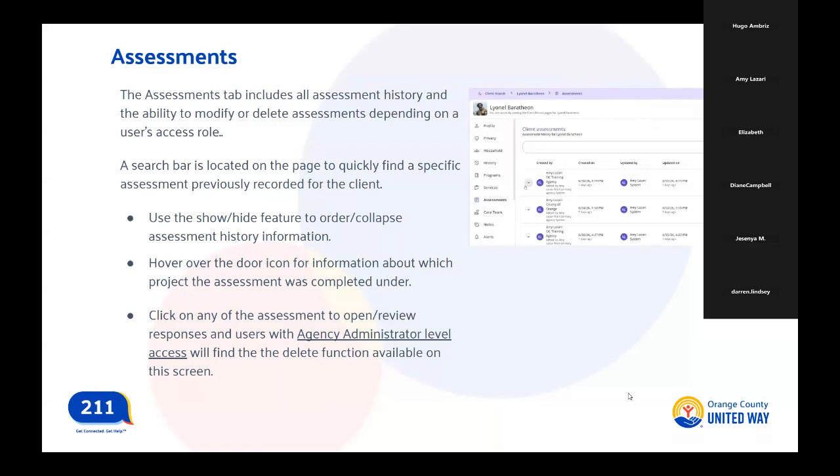You may use the Show Hide feature in order to reorder or collapse assessment history information. You can also hover over the door icon to see which project completed the assessment. To view, modify, or delete assessments, click on any assessment created by your agency. This will open the assessment's detail view. And here, users with agency administrator level access will be able to find the delete function available via the 3 vertical dots.